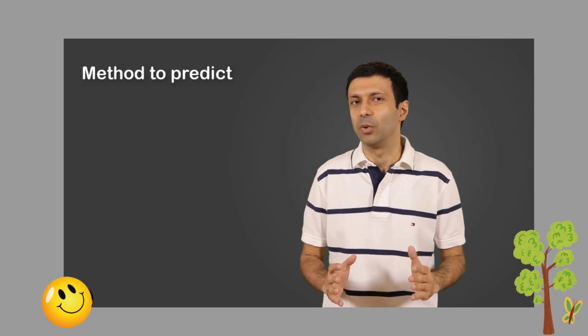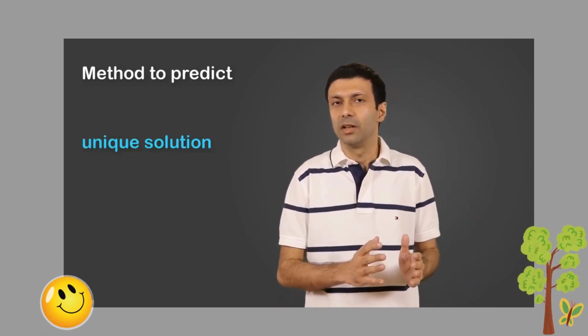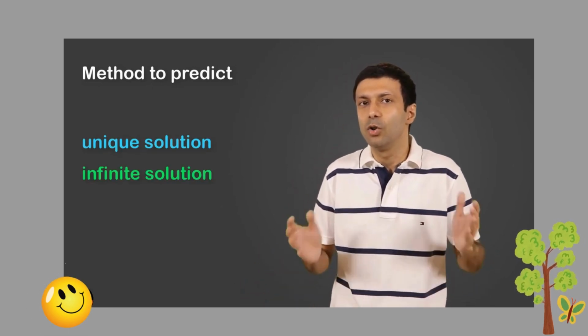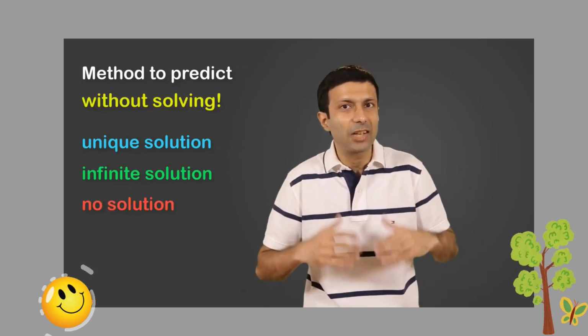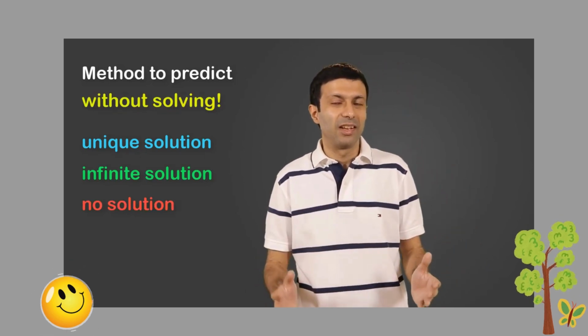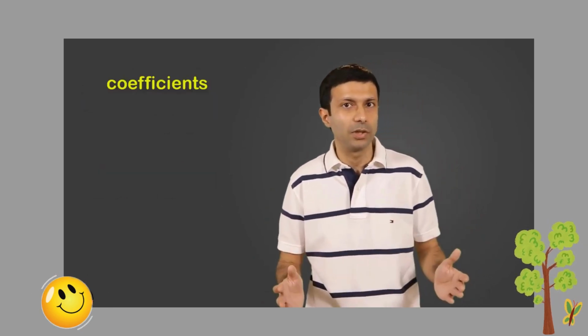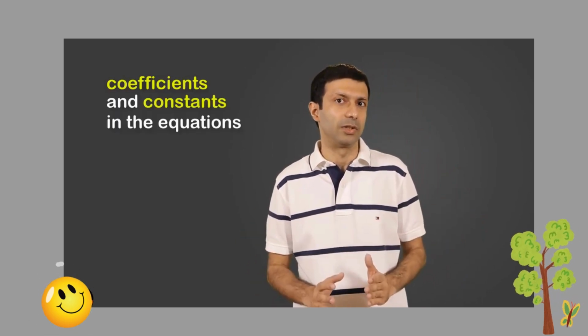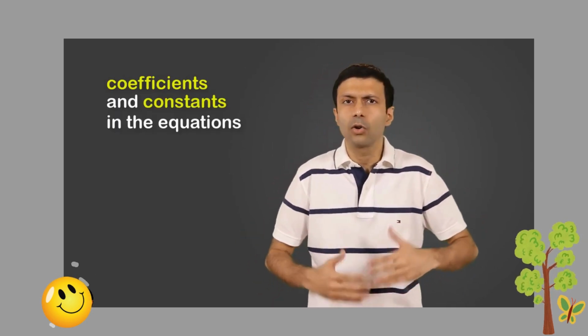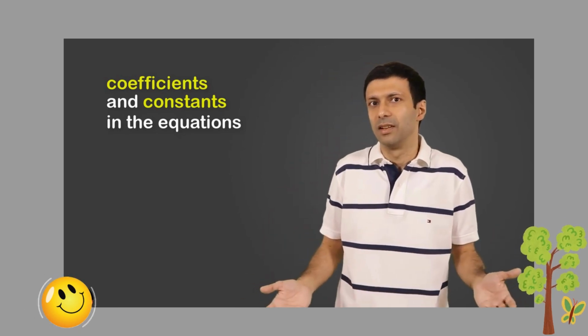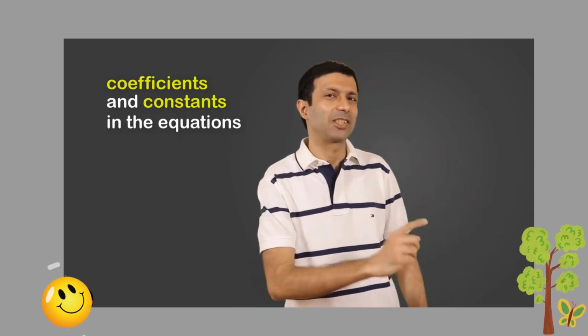Now let me share an interesting method that helps you predict if 2 linear equations in 2 variables is going to have a unique solution, infinite solutions, or no solution without actually solving the equations. That's right, you don't need to solve the equations. We are going to take the help of coefficients and the constants in the equations. Now, what are coefficients and constants? Let's take a look on our maths board.